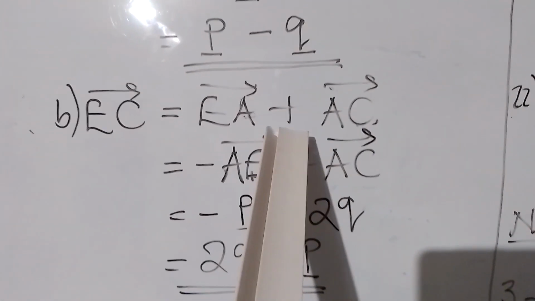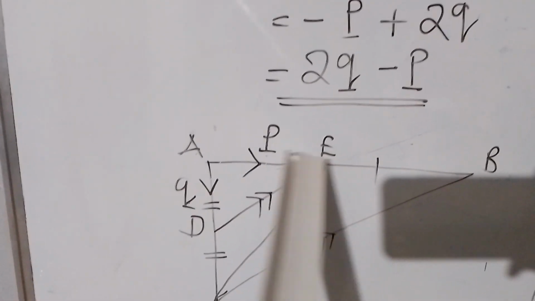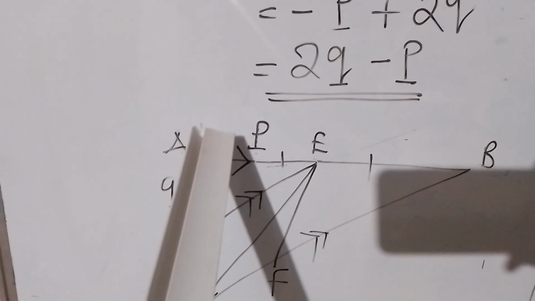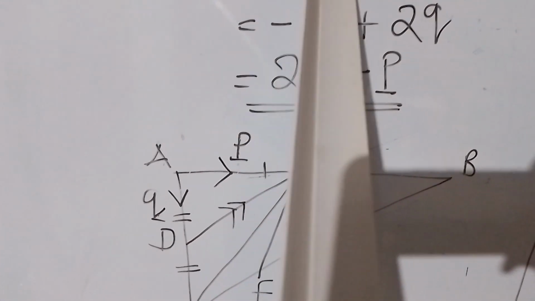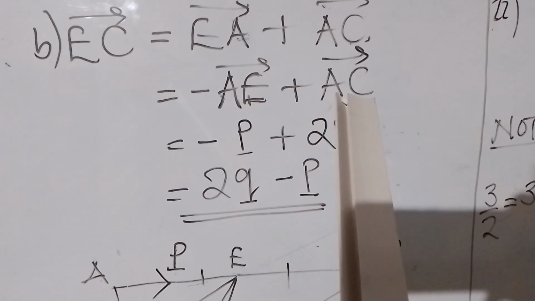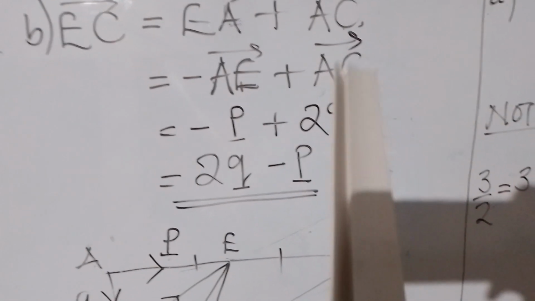Go back to our formula here. Now when you look at EA, when we get back to the diagram, we are going to find that EA is moving against the arrow for AE. So it is the opposite of AE. So it will be negative AE plus AC, which maintains. It's not the opposite of anything, this maintains.